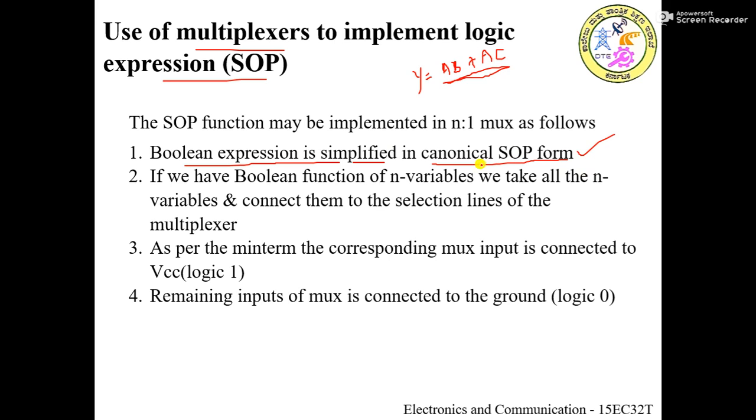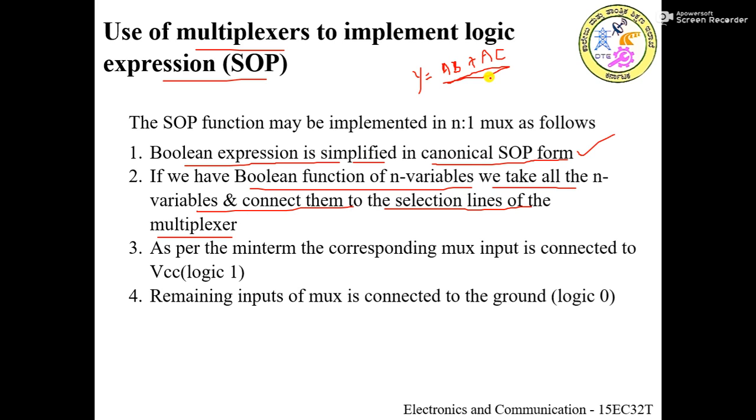Once we get the canonical SOP equation, next thing is, if we have n variables, we take all the n variables and connect them to the select lines of the multiplexer. You can see here there are 3 variables, A, B and C. Then we should look for a multiplexer for which the number of literals in the canonical SOP equation equals the number of selection lines. Since there are 3 variables here, we should look for multiplexers which have 3 selection lines.